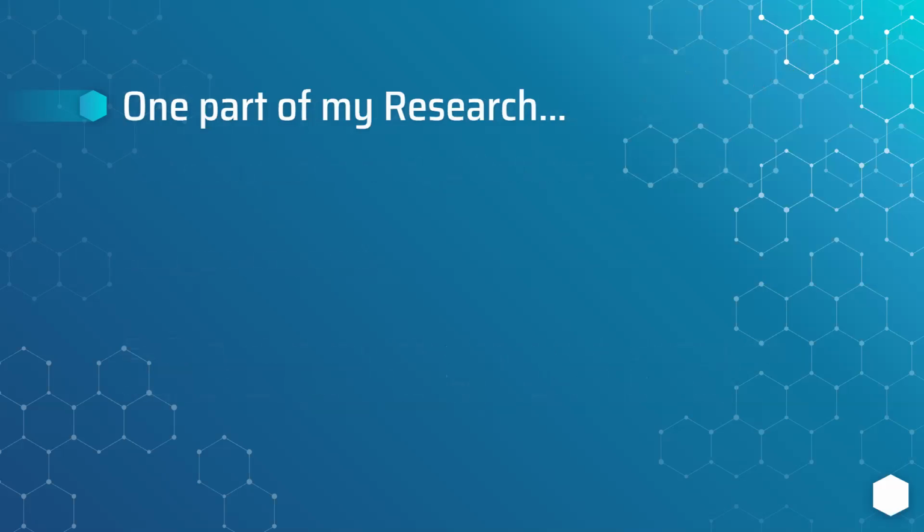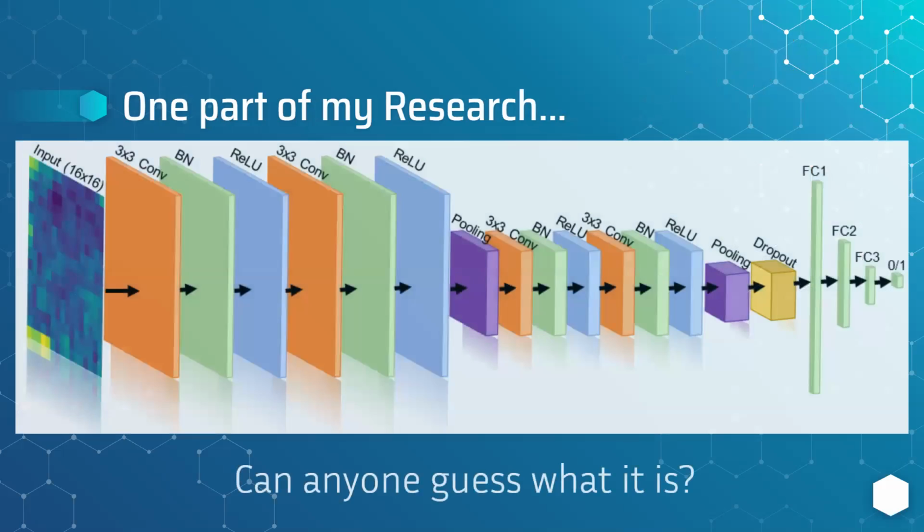So this is where it gets kind of interactive. One part of my research was this cool thing. Can anyone guess what this is? It's stacked layers. Nice, yeah, CNN. CNN is a convolutional neural network.